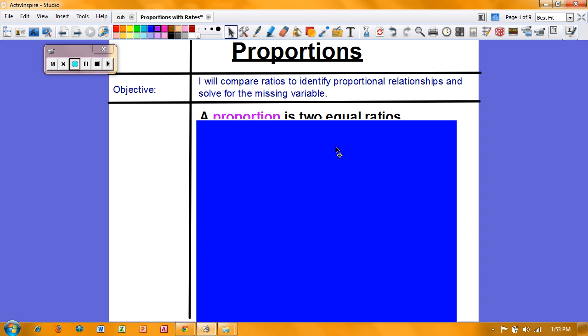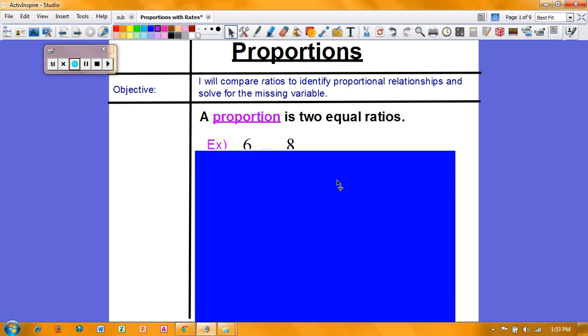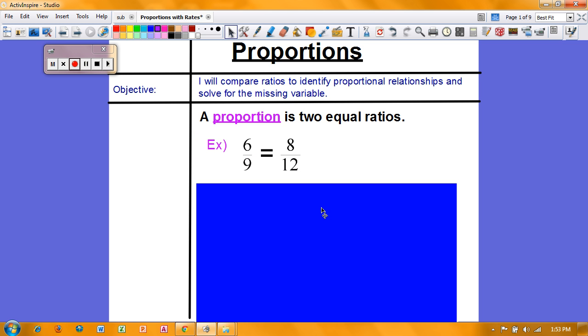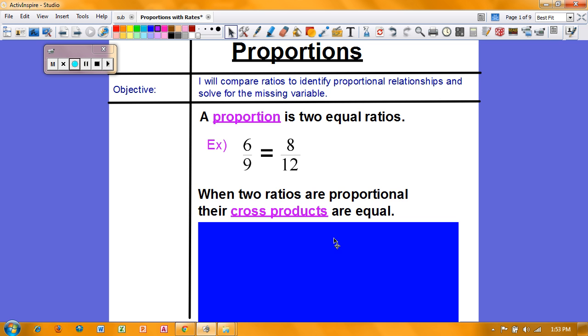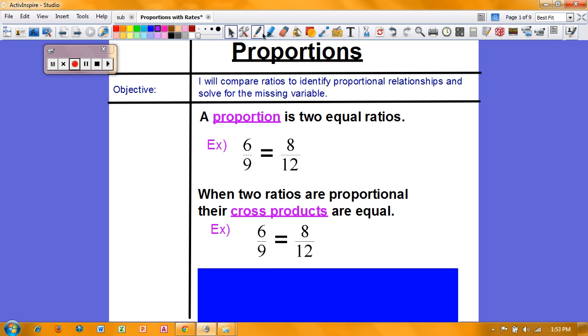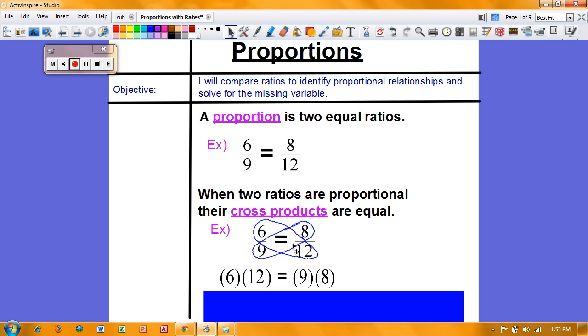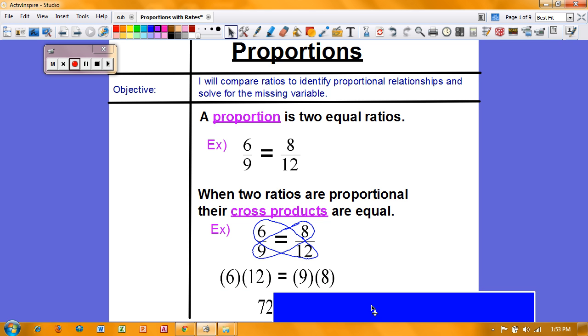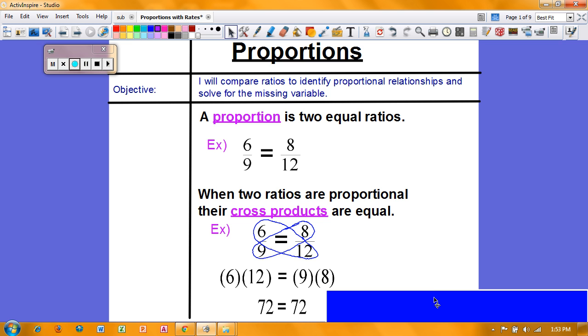So let's review what a proportion is. A proportion is two equal ratios, like you see below. But how do we know that they're equal? Well, when two ratios are proportional, their cross products are equal. That means if we took the product of 6 and 12, when we cross multiply, and set it equal to the product of 9 and 8, they should be the same if these are in fact proportional. So that means 6 times 12 should equal 9 times 8. Well, 6 times 12 is 72. 9 times 8 is also 72. So these are proportional.